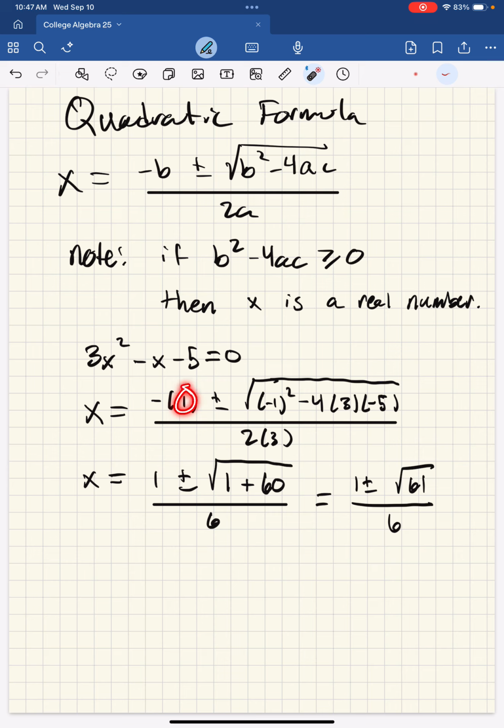So then carefully substitute a, b, and c into the quadratic formula. Simplify one step at a time. It's tedious. Pay attention to detail.